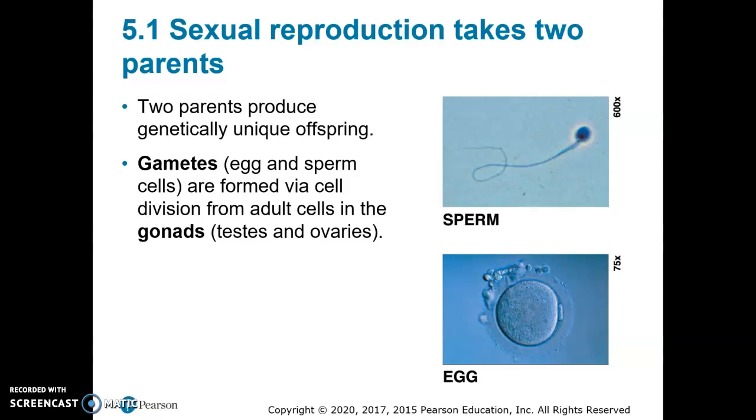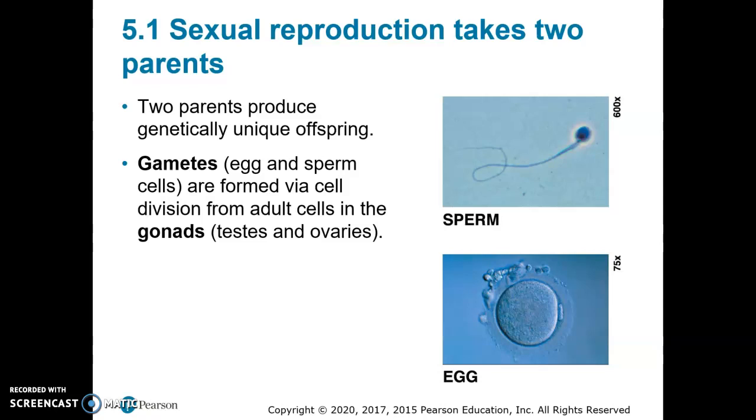Okay, so sexual reproduction, the one you might be more familiar with, and shame on you for being familiar with it, but sexual reproduction takes two parents. Two parents produce genetically unique offspring, and that's the whole point of sexual reproduction. It's not to make an exact copy of you, it's to hopefully mix up your genetic contributions so that way your offspring hopefully acquires the best traits from both parents.